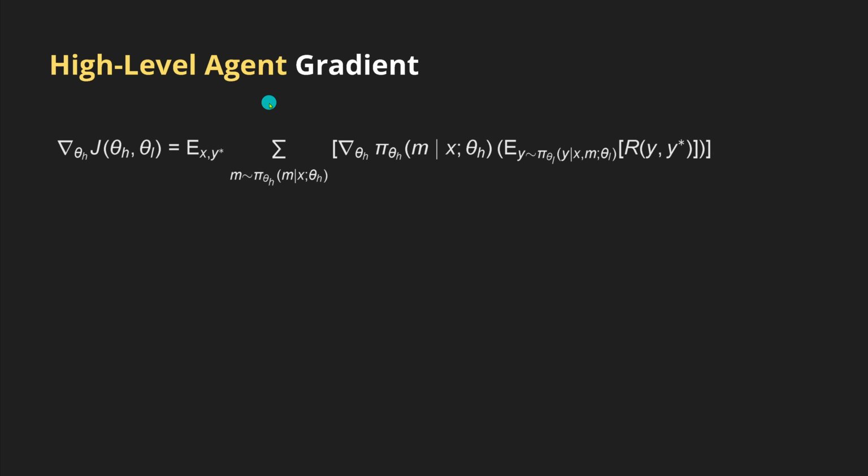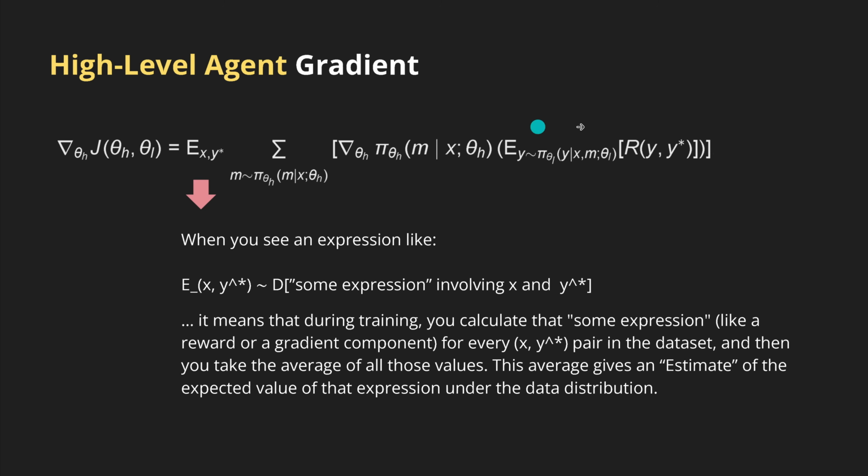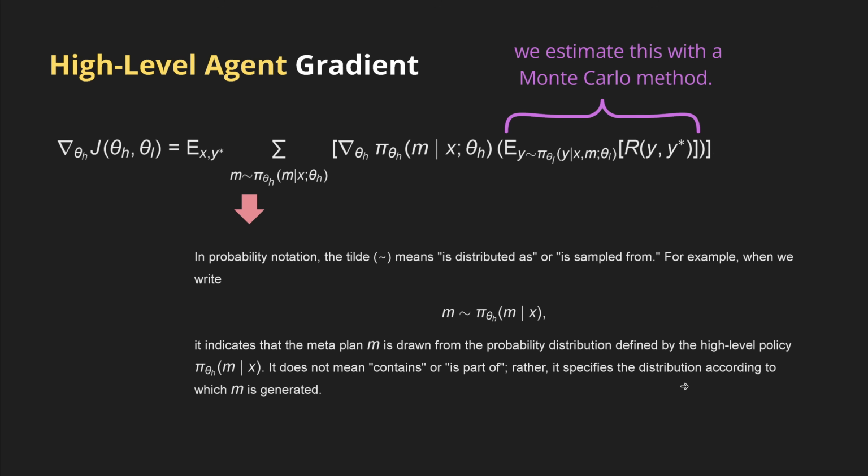So let's look at the high-level agent, and you know we have to optimize the gradient. If you look at this formula, and this is now the second system formula we look at, you might say, okay, what do I see here? What does it mean here, for example? If you have an expression like this E functor, it means simply that during the training you calculated some expression, like a reward or gradient component, for every pair in the data set, and just take the average of the values. So this average gives an estimate E of the expected value of that expression under a specific data distribution. Rather easy.